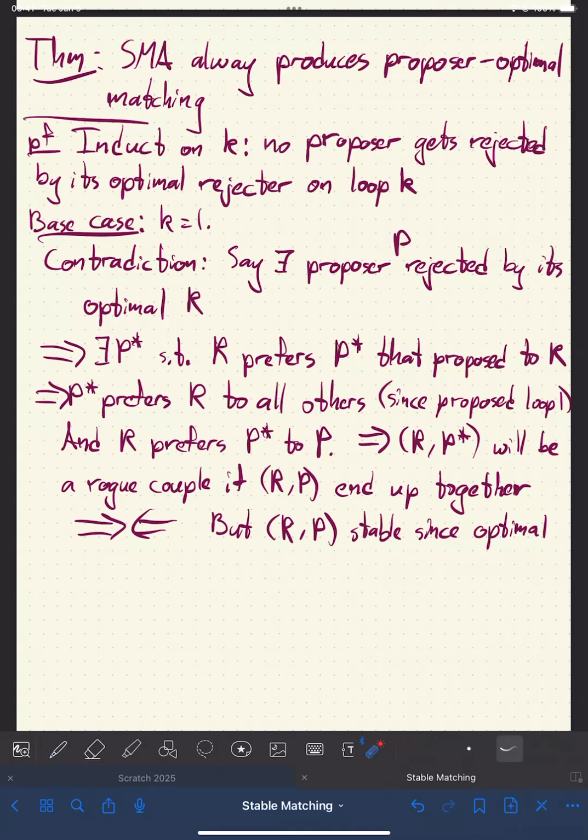So if it was rejected by its optimal R, that means there's some P star that R prefers. R prefers P star, and P star must have proposed to R because it's day 1. So if P is getting rejected, that must mean it's getting rejected for someone else. That is, there is some other proposer that proposed on that day, and P got rejected because of it. We know P star must also prefer R to everyone else because it's the first loop.